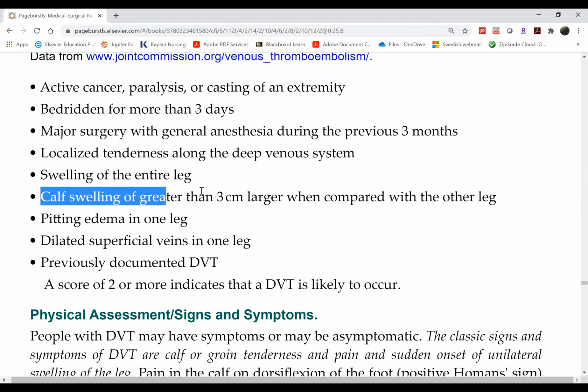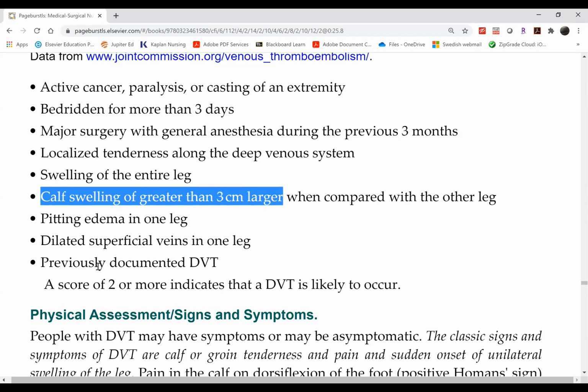And this is one of your signs. It's at least 3 centimeters larger compared with the other leg. So that's about at least an inch. And then there's edema in one leg. As you can see, it's usually only on one leg. Okay? It's hardly both legs.